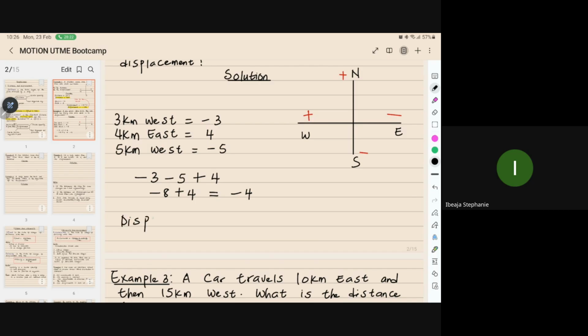So that means our displacement. Remember that the sign is giving you the direction, because displacement is a vector quantity. You have to tell us the magnitude and you have to tell us the direction. So that means it's going to be what? 4 kilometers west.